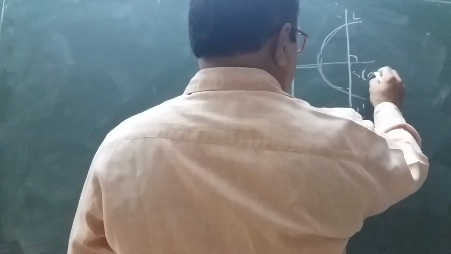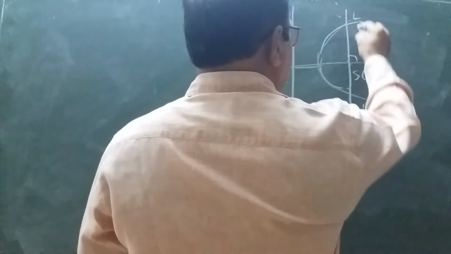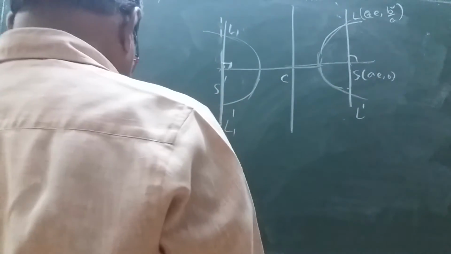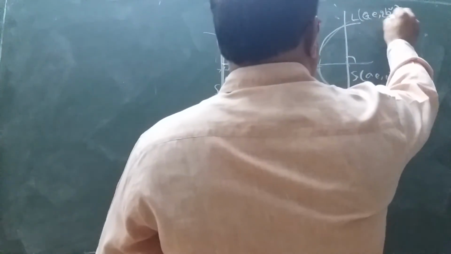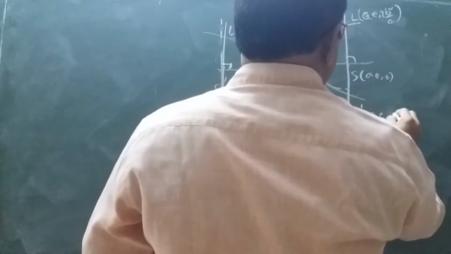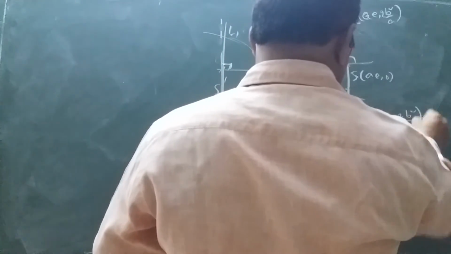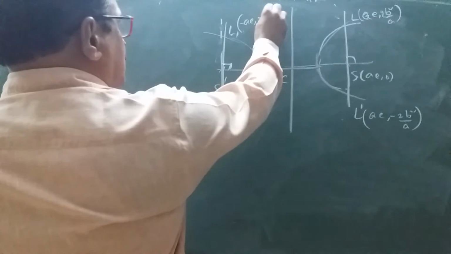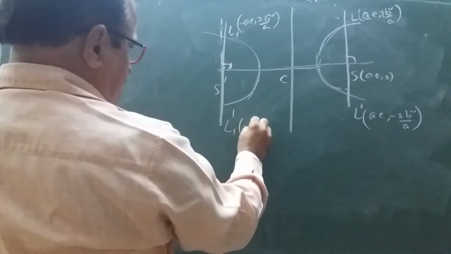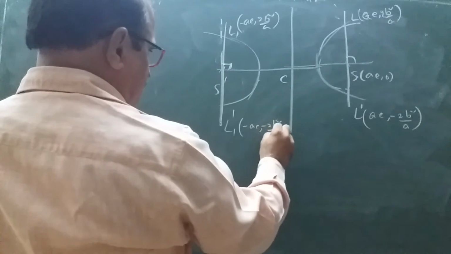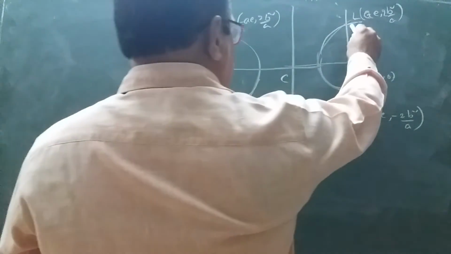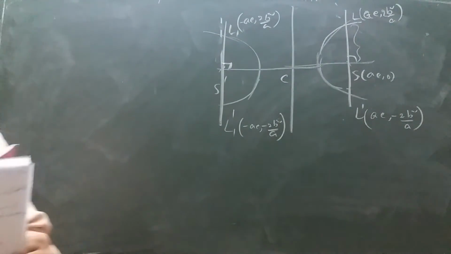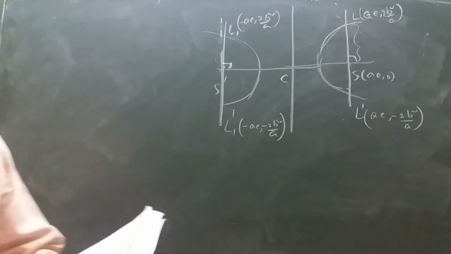We know that the coordinates of S are ae, 0. Then ae, we can write 2b square by a. This is ae, minus 2b square by a. Here, this is minus ae, 2b square by a. Here, minus ae, minus 2b square by a. By using the distance between these two, we can find the y coordinate, that means the ordinate of L and L dash. Okay, there is no need to prove it.